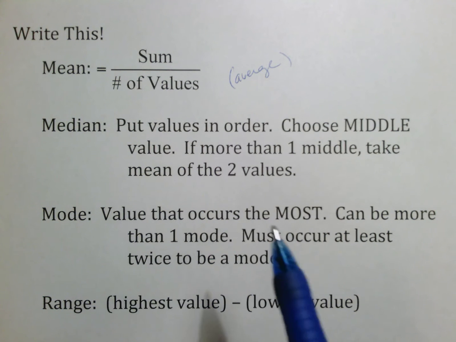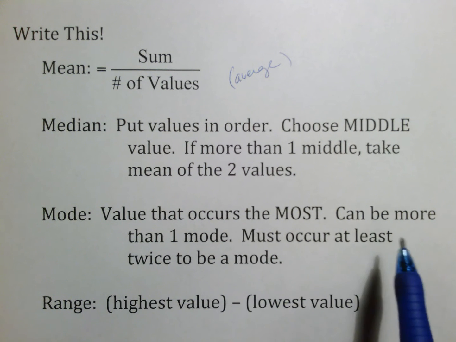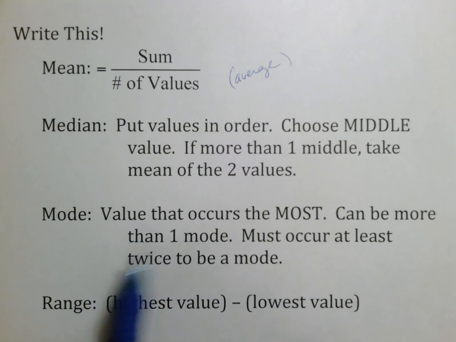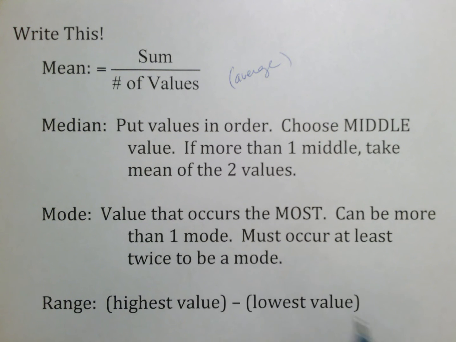Once you get used to it, you'll be fine. But again, mode is the value that occurs the most. It is the only one where you can have more than one, but it must occur at least twice to be a mode. We'll talk about that if it comes up. And range is typically highest value minus your lowest value, or it is considering your highest and your lowest value.